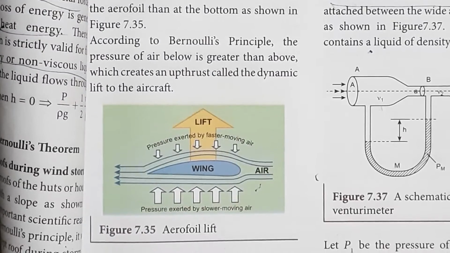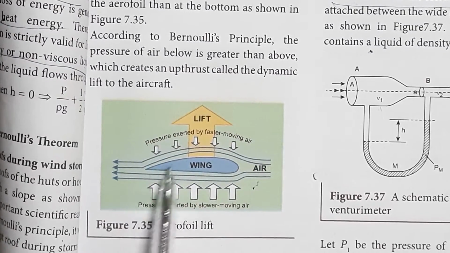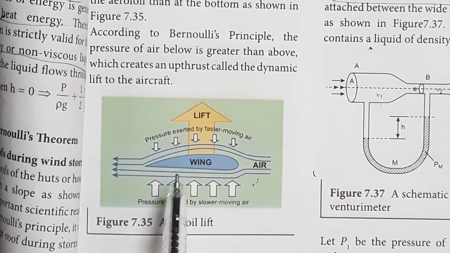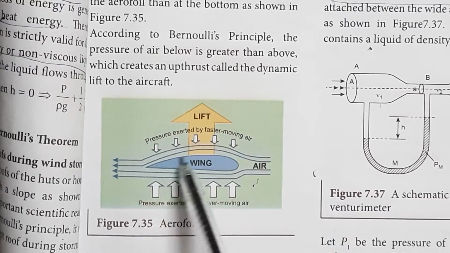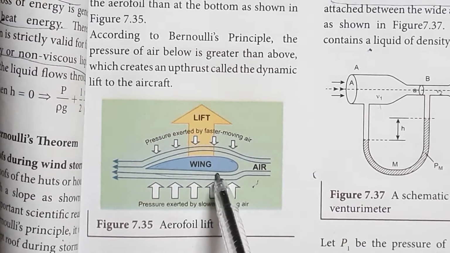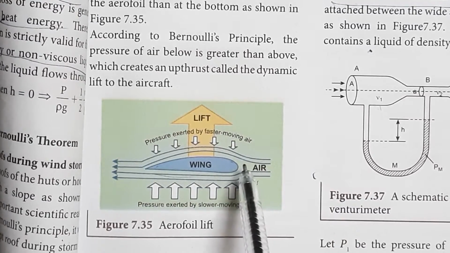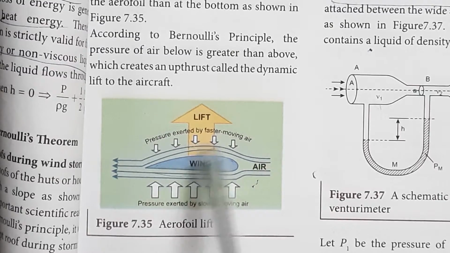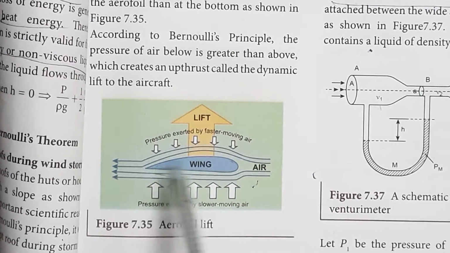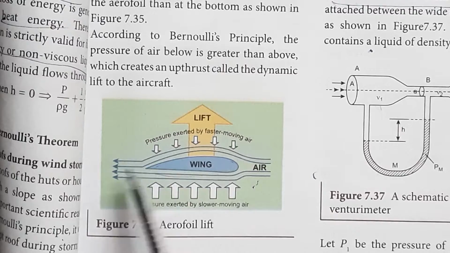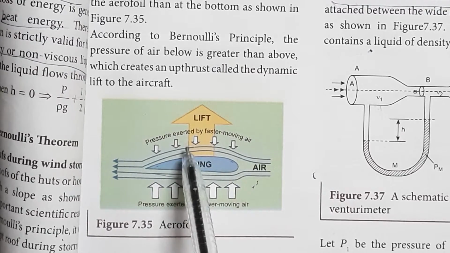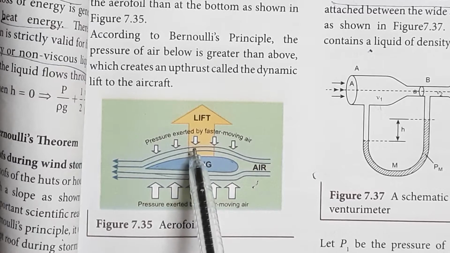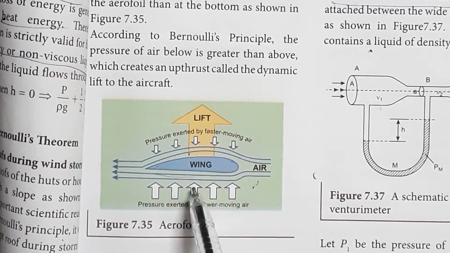Look at this figure. This is the shape of the wings. Here, the top is more curved than the bottom. Now, as the aircraft moves, the air moves faster above the aerofoil, so the velocity becomes higher than at the bottom.